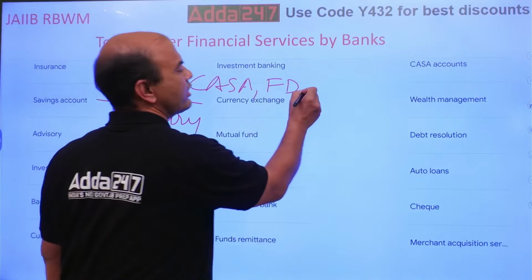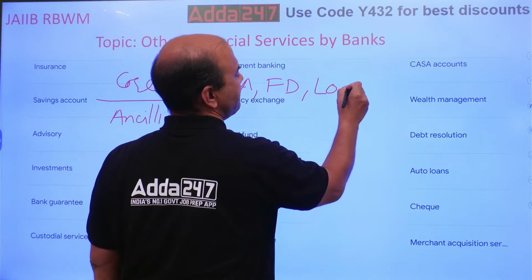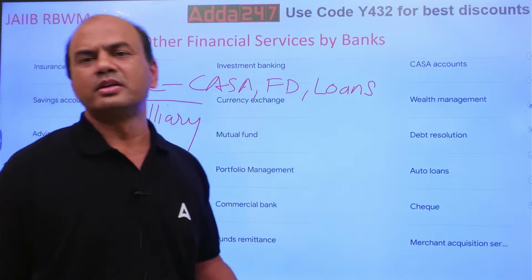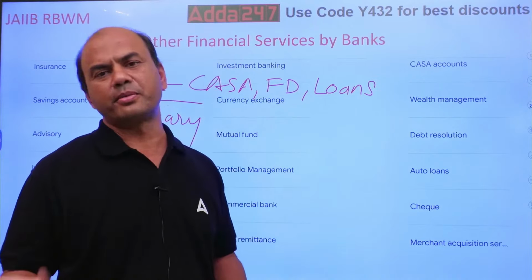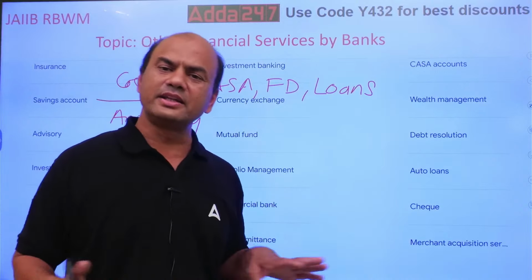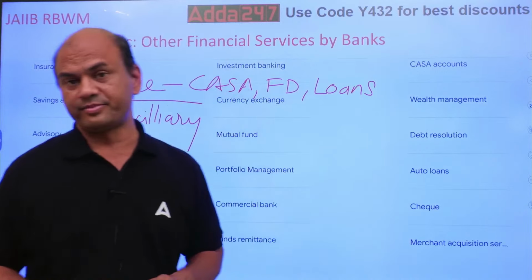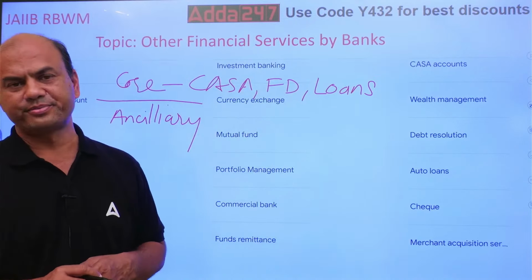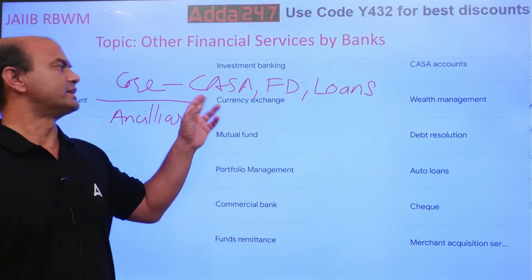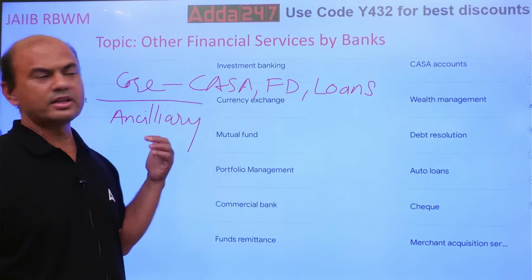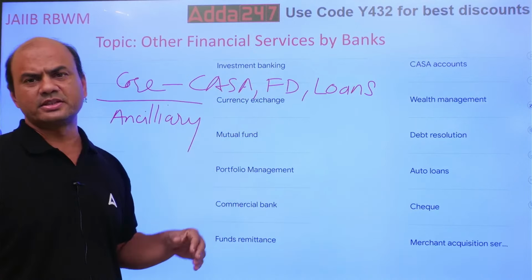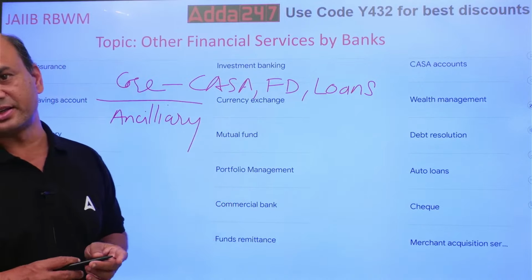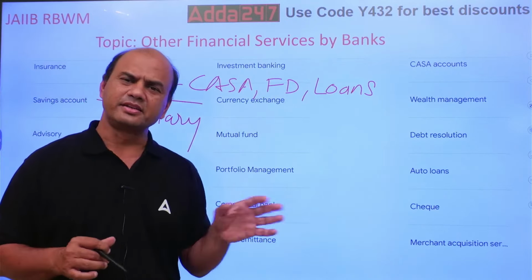So I'll just write one common word, that is loans. Loans can be of various types. I can give home loan, personal loan, loan against shares, loan against property, anything, loan against anything which is legal. I can give a loan in the banking system, right? So CASA, FD, loans: core banking. What are the other ancillary services? Except these, anything that you provide is known as ancillary.